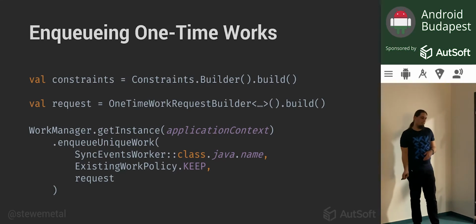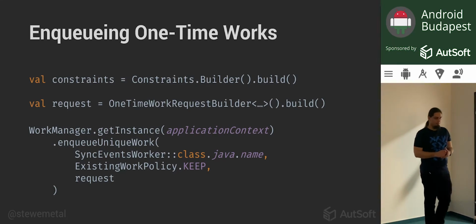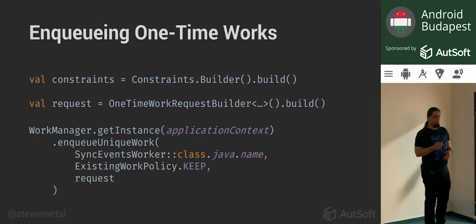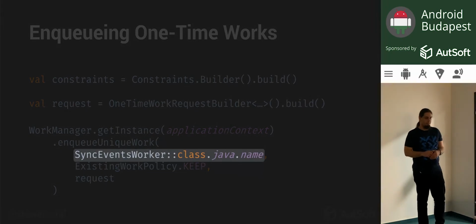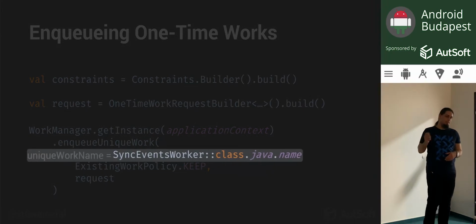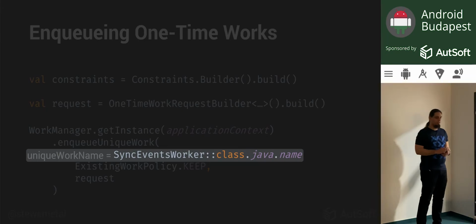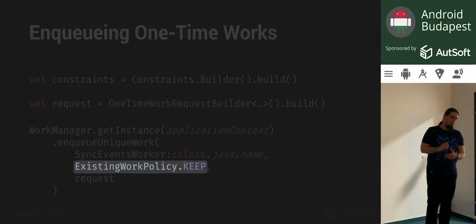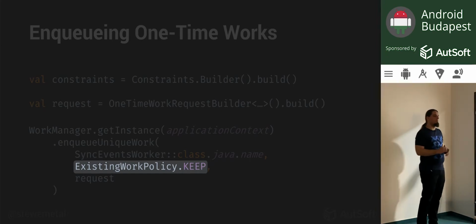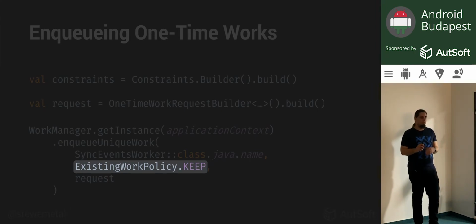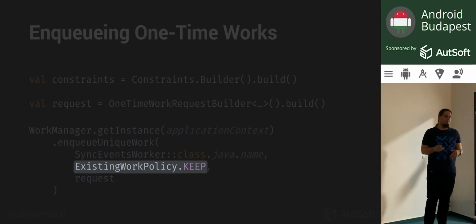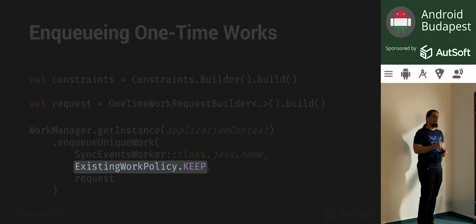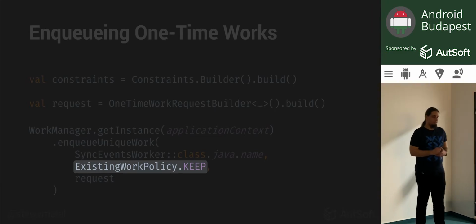We should pass in a context, like in every other Android library, and then we can call enqueueUniqueWork. This has a few parameters. The first is actually the unique ID of the work, which will be stored with it. And the second one is the behavior, what WorkManager will do when it senses another work with a matching name already in the running state.